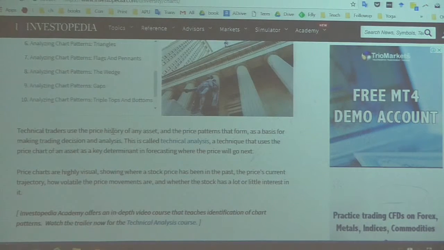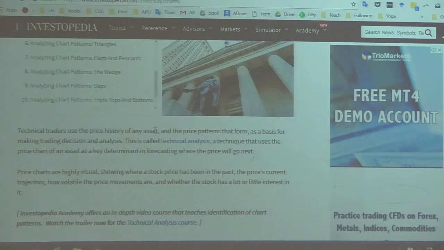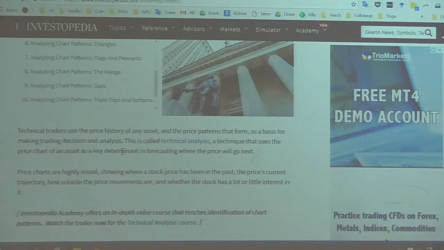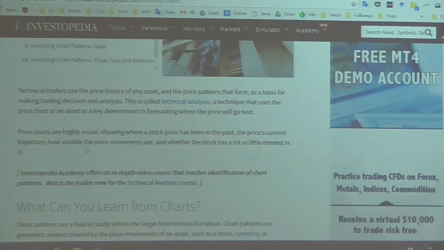Okay, so technical traders use the price history of any stock and the price patterns that form as a basis for making trading decisions and analysis. This is called technical analysis, a technique that uses the price chart of an asset to forecast where the price will go next. Price charts are highly visual, showing where a stock price has been in the past, the price's current trajectory, how volatile the price movements are, and whether the stock has a lot or little interest in it.